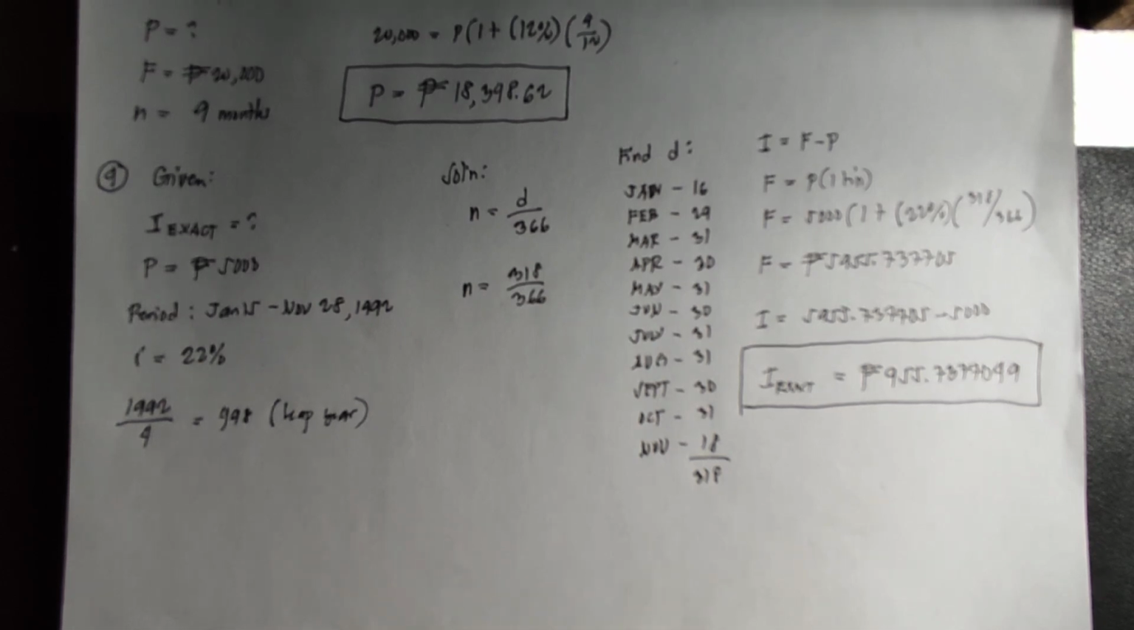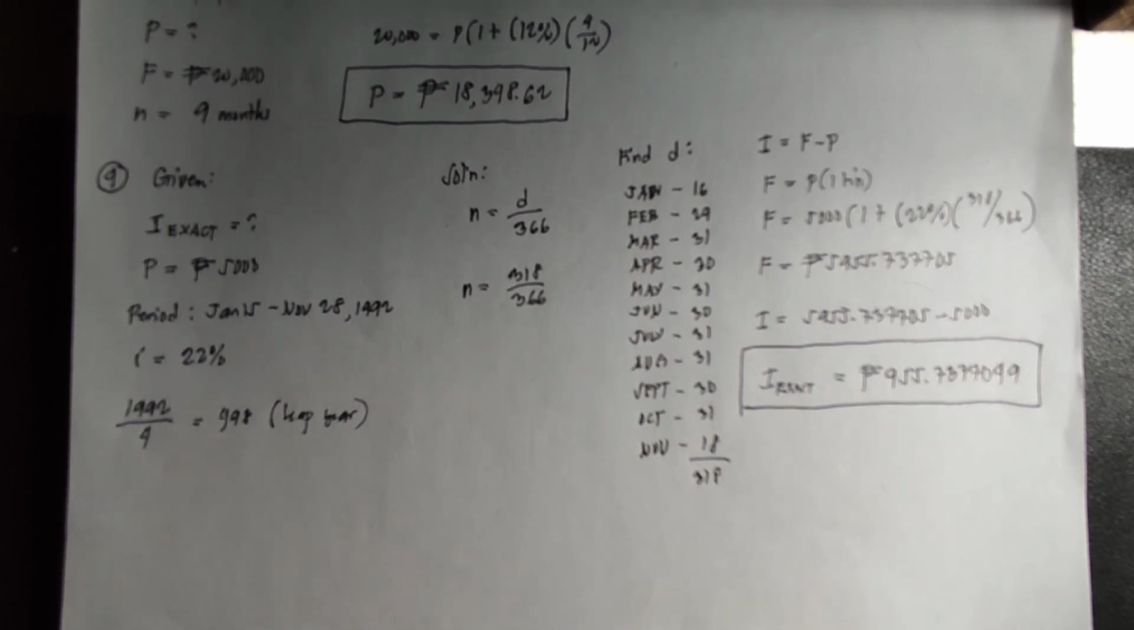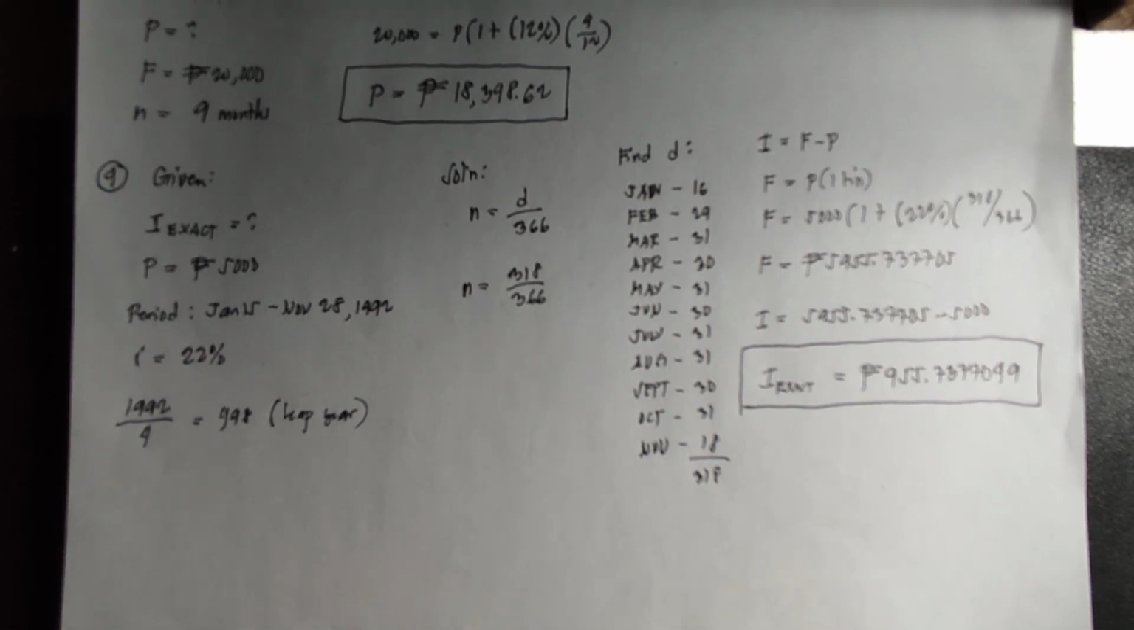So 5,955.737705 minus 5,000, and we will get the exact interest, which is 955.7377049 pesos.